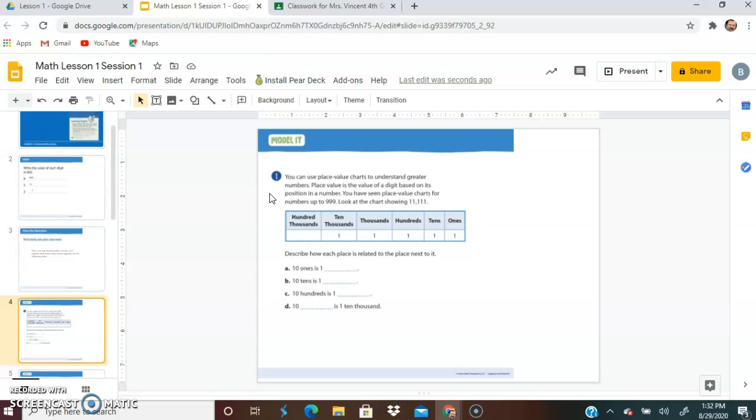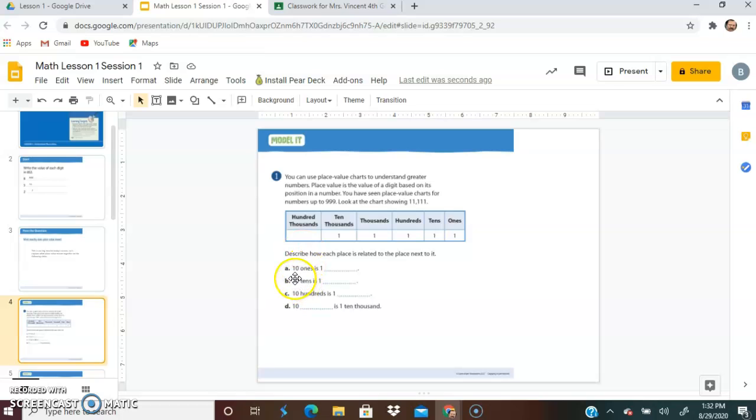Okay, so number 1, it says you can use place value charts to understand greater numbers. So right here is a place value chart. We're going to describe how each place is related to the place next to it. So we take a look at this. We have the ones, the tens, the hundreds, the thousands, the 10,000s, and the 100,000s.